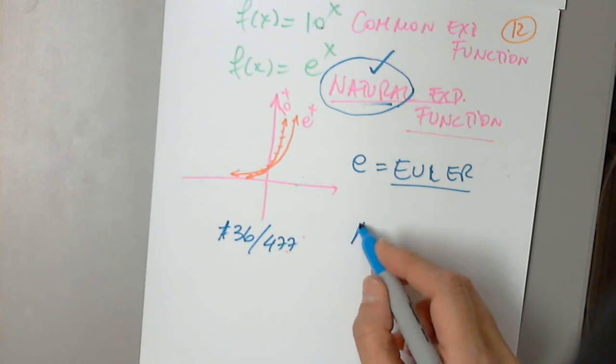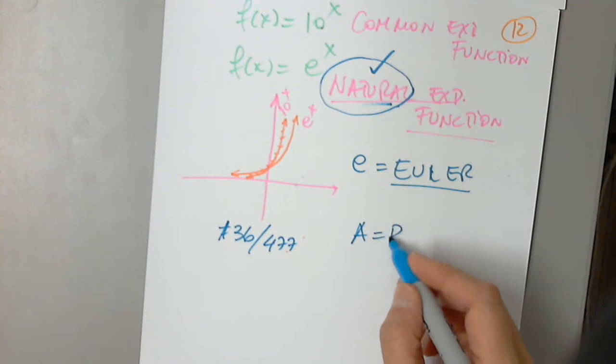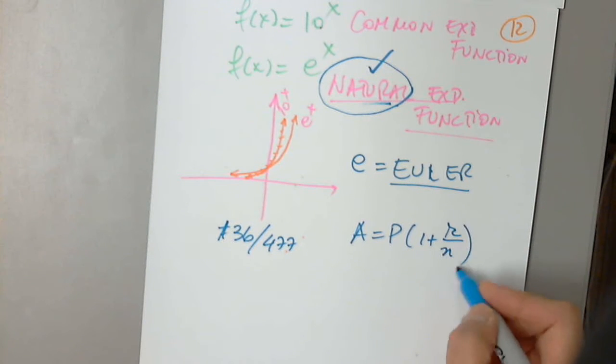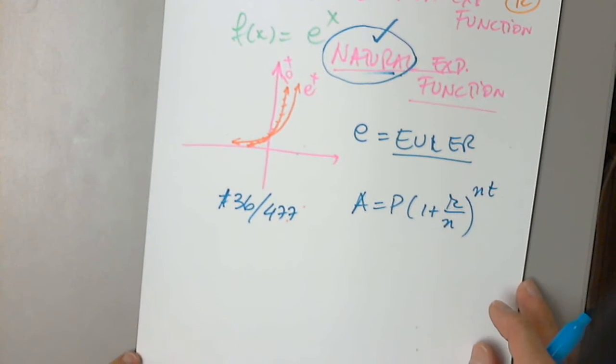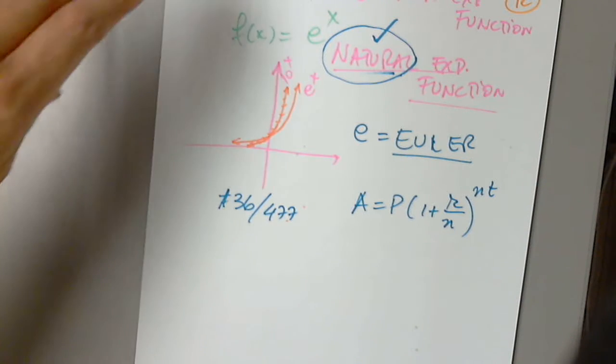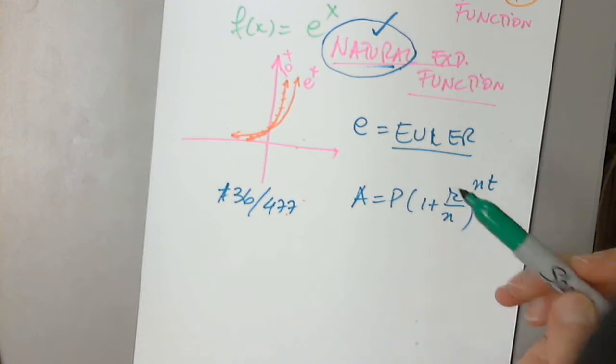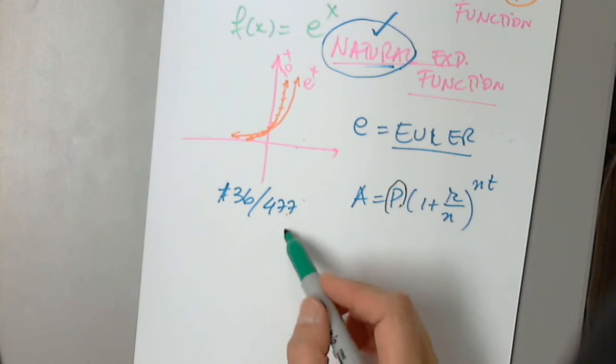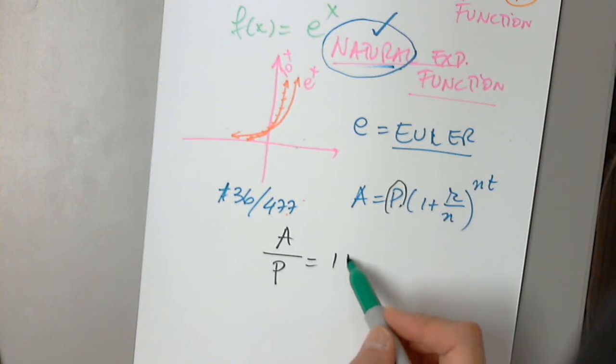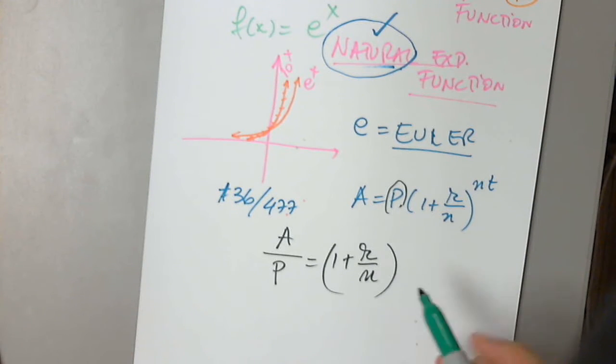So we have the formula A equals P times (1 plus R over N) raised to NT. They're asking us to solve for R. Well, the first thing I would do, I would definitely divide by P, and I'll write A over P equals (1 plus R over N) raised to NT. And what will be my next step?